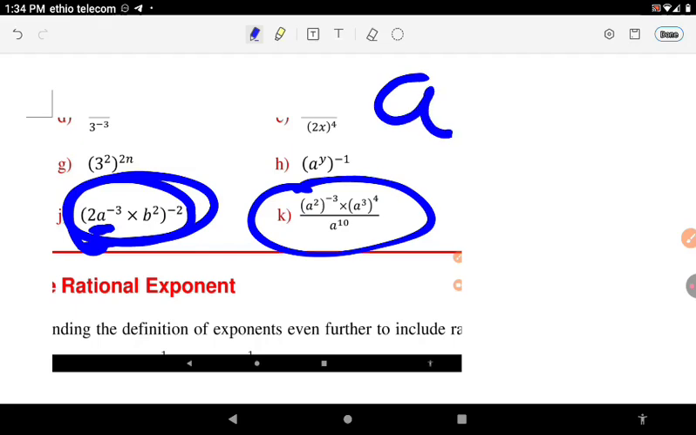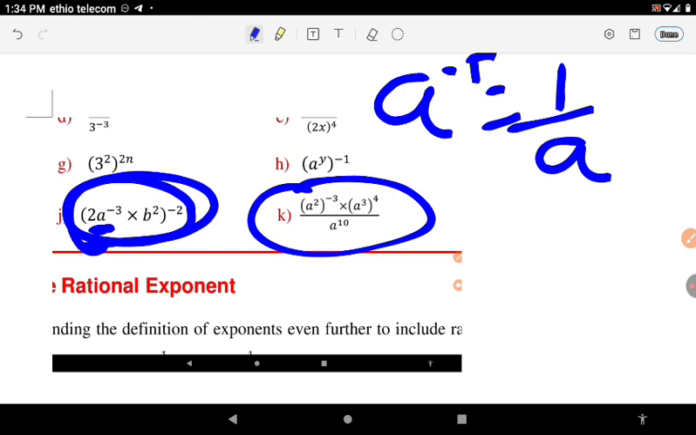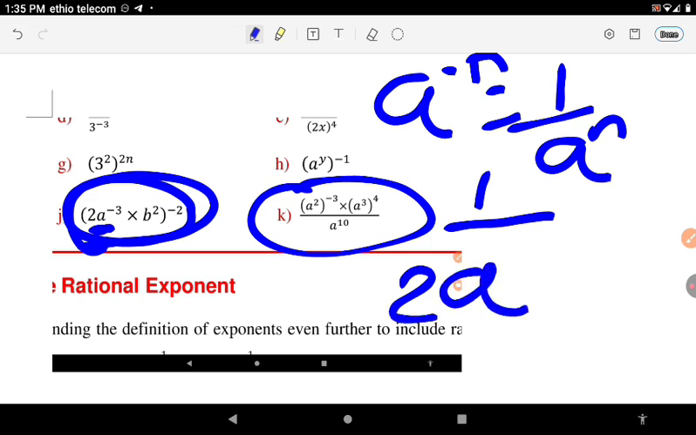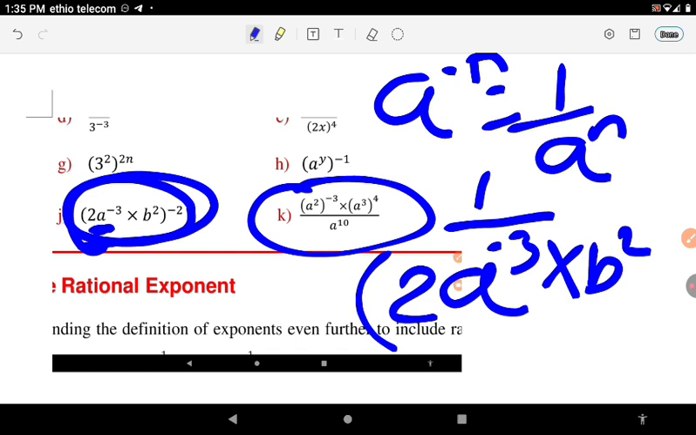a to the power of minus 1 equals 1 over a. So a to the power of minus n equals 1 over a to the power of n. Just like here, 2 to the power of minus 2 means 1 over 2, a to the power of minus 3 times b to the power of 2, the whole squared. Negative 2 changes into positive 2.